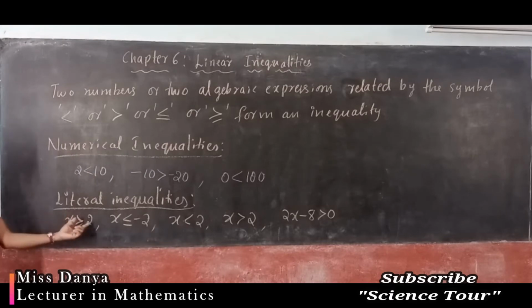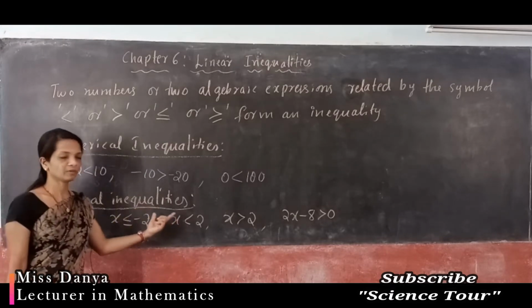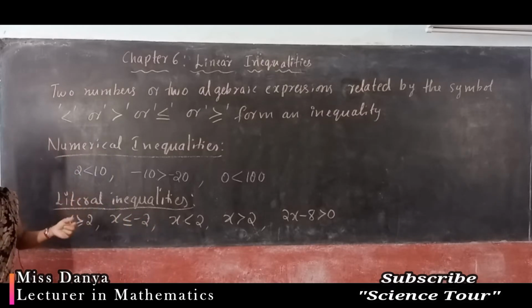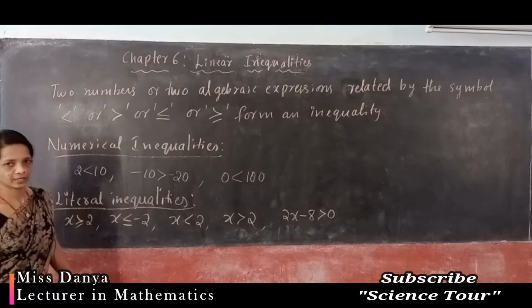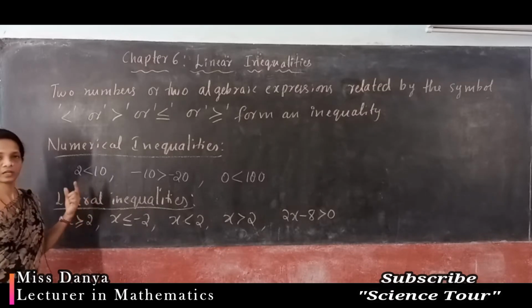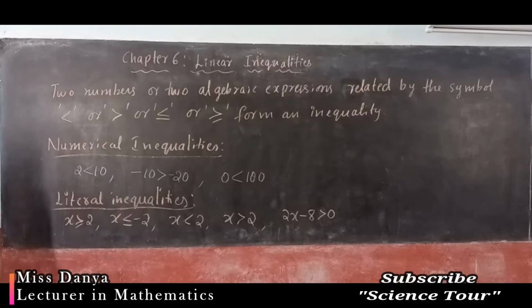You have numbers and variables in those inequalities. Here a variable and a number are there; any variable may be there. Here I used x, you can write a variable y, z, like that. So if you have a variable and numbers in the inequalities, then those inequalities are called linear inequalities.